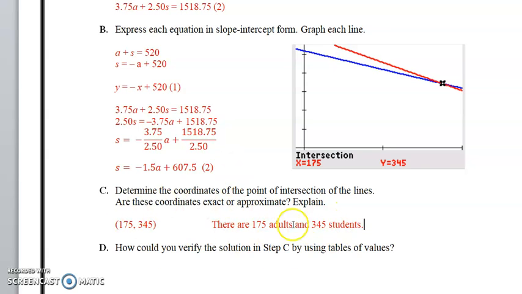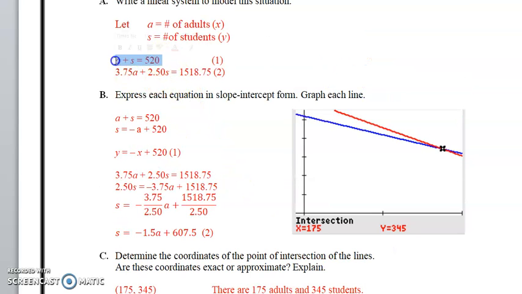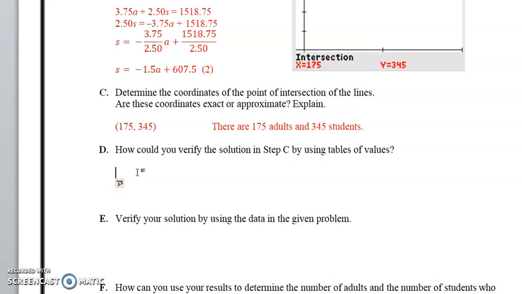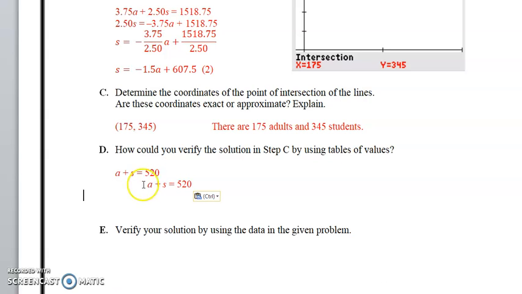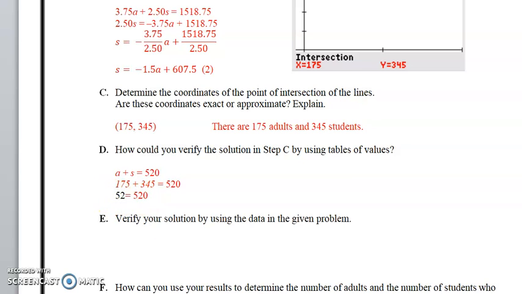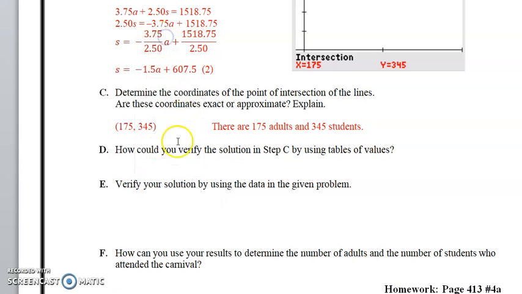How do you verify these? To verify these, I just plug them back into the original equations, right? So to verify that, I just plug those in. So A is the adults, right? So it's 175 plus 345, and that obviously equals 520. Okay, so 520 is equal to 520. So these D and E are kind of done together, really.